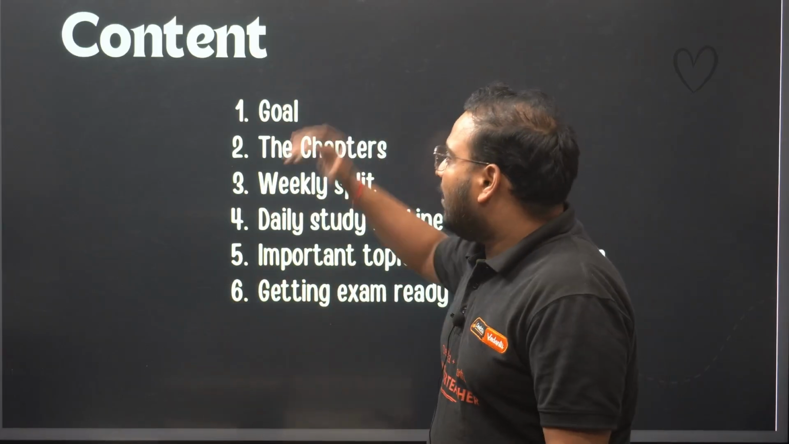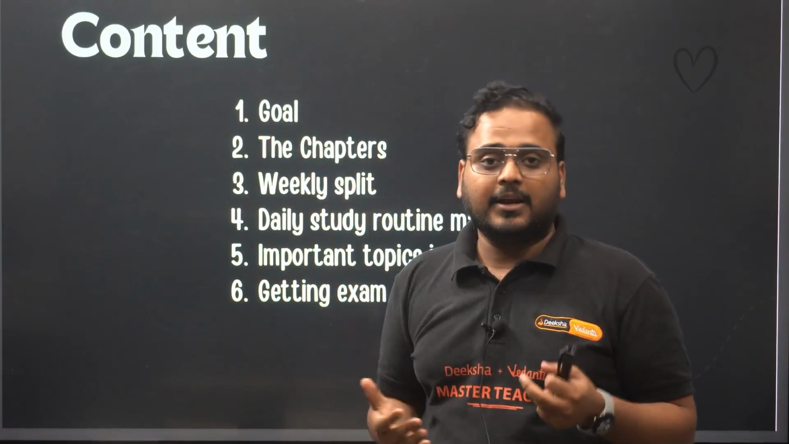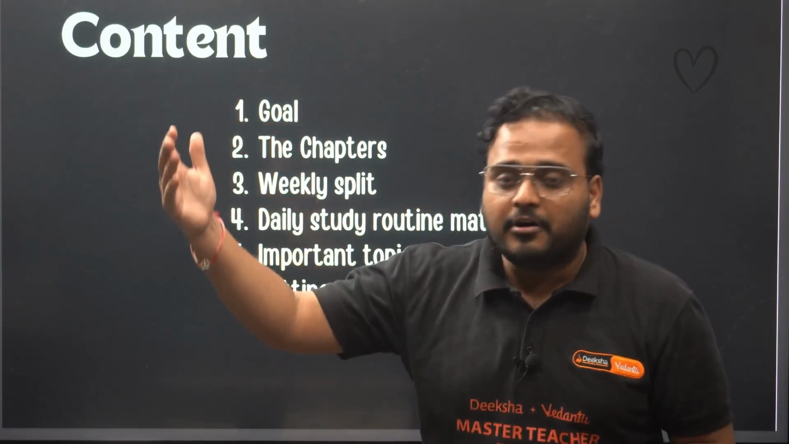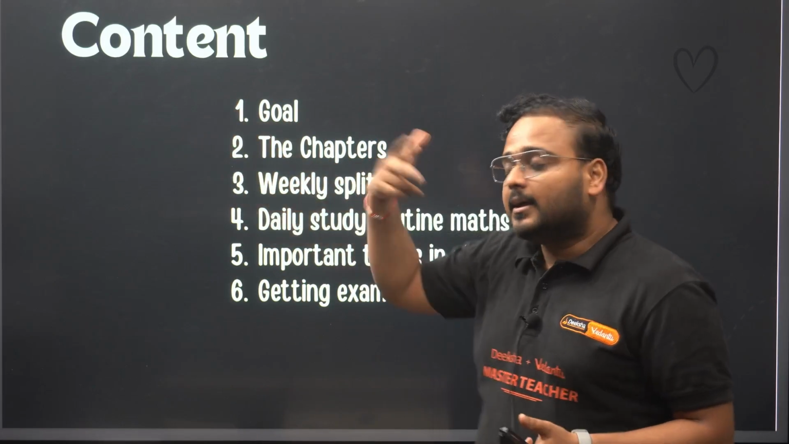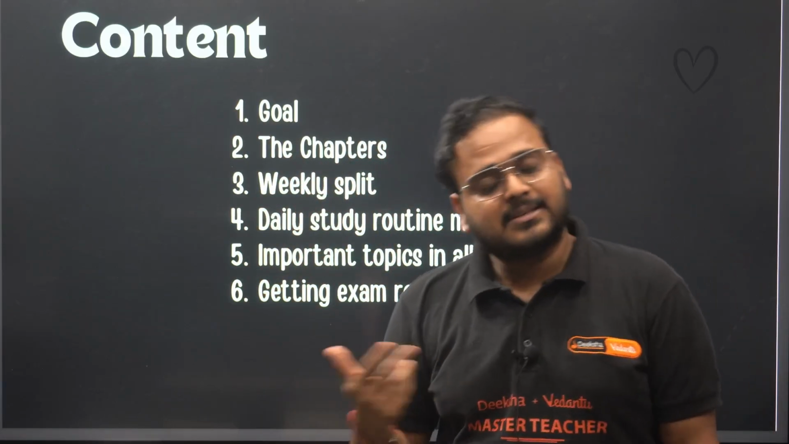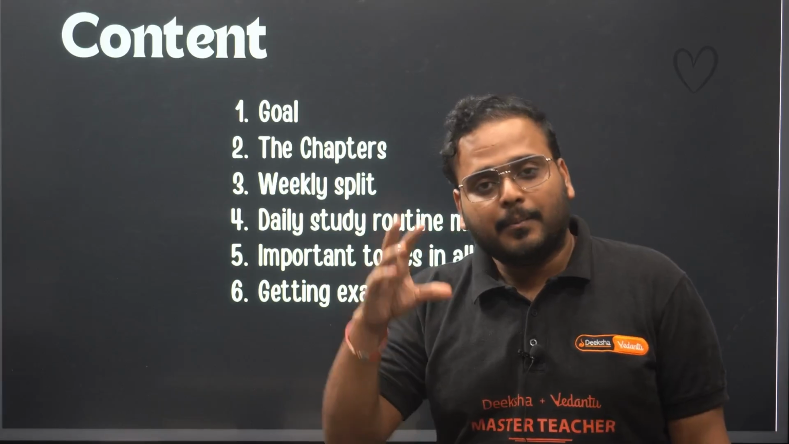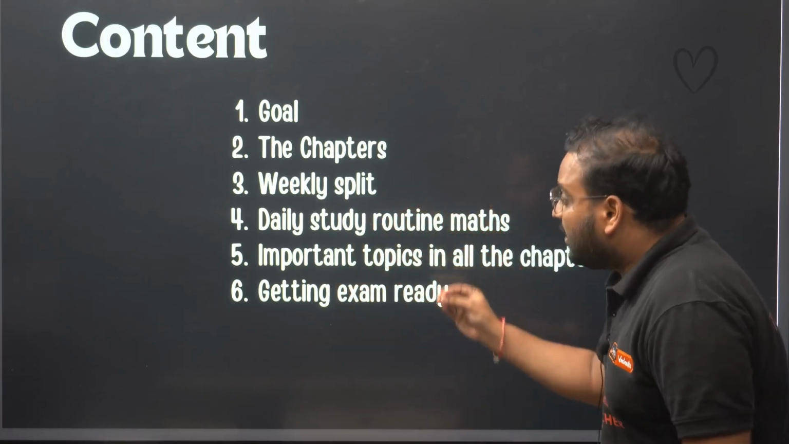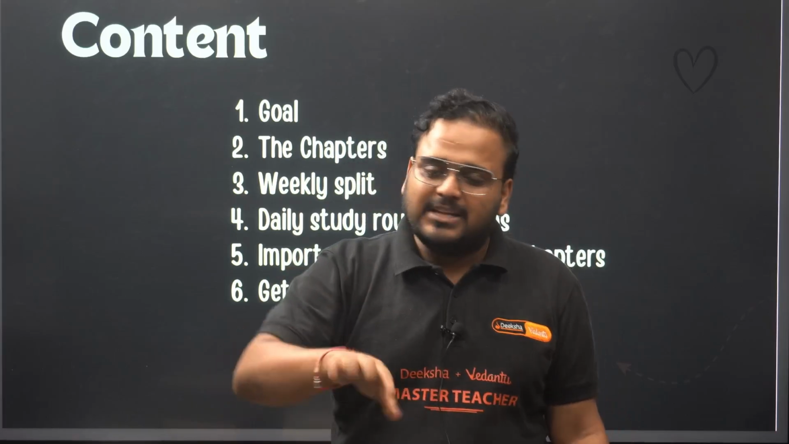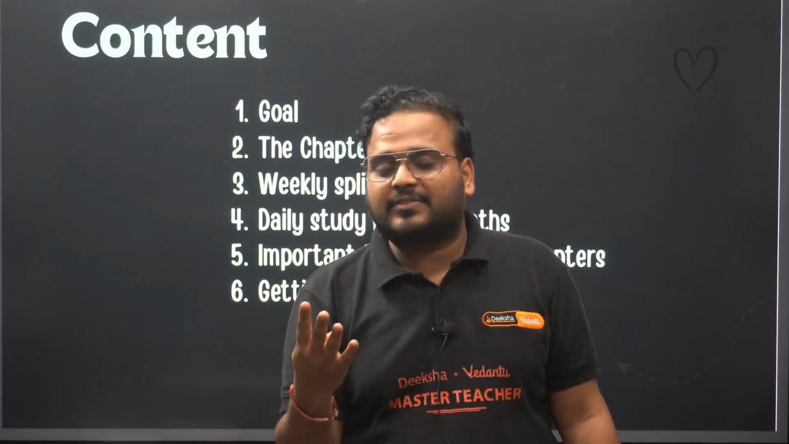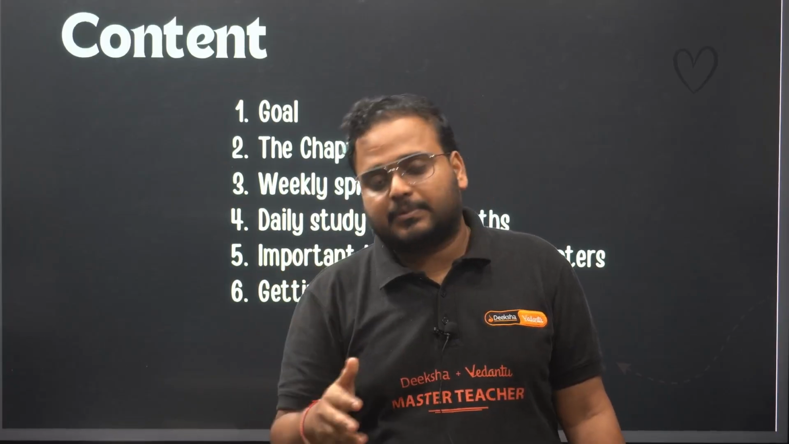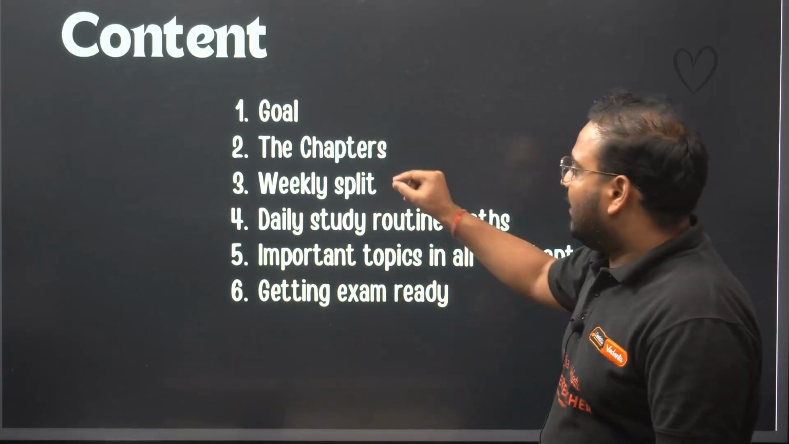Number 1 is setting the goal, right? You got to set the goal first. You should know what you are studying for. Number 2 would be the chapters at hand, the syllabus of mathematics for your PU2 midterm. Number 3 will be your weekly split. Means we have 30 days, that is basically 4 weeks. So in this 4 weeks of time, what we're gonna prioritize, where will we take other chapters, subjects, like that. So we'll have a weekly split.